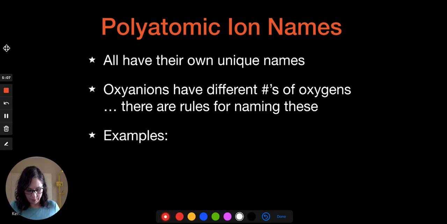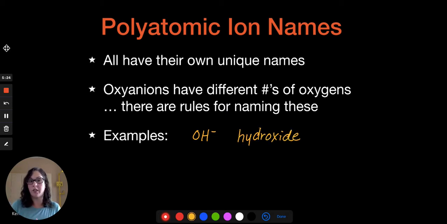So here are some examples of these. We could have something like OH minus, and if we look that up on the list, that is hydroxide. Notice it's still a negative ion. We could have something like NH4 plus. The 4 is little, the plus is the charge, the plus 1, and that is ammonium.